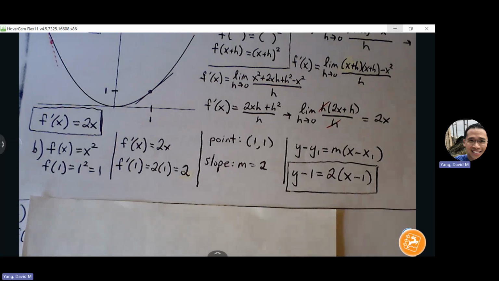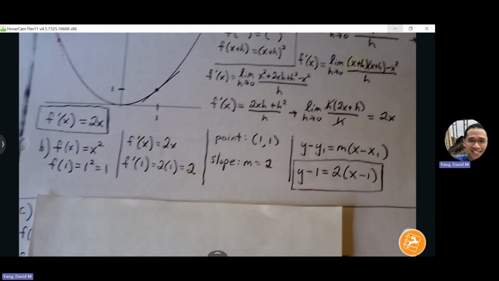Okay, any questions? Okay, so the big takeaway here is that your function is going to tell you the location of your ordered pair, your y value, and then your derivative is going to tell you the steepness of that point on that curve.